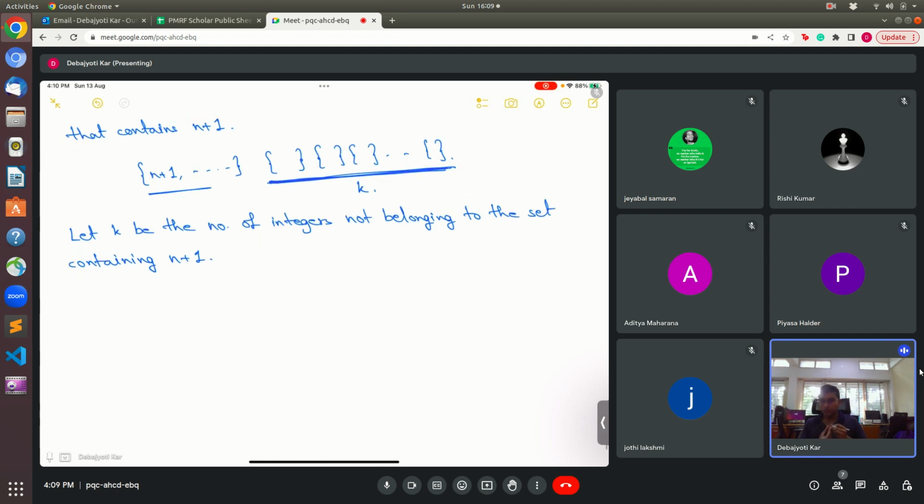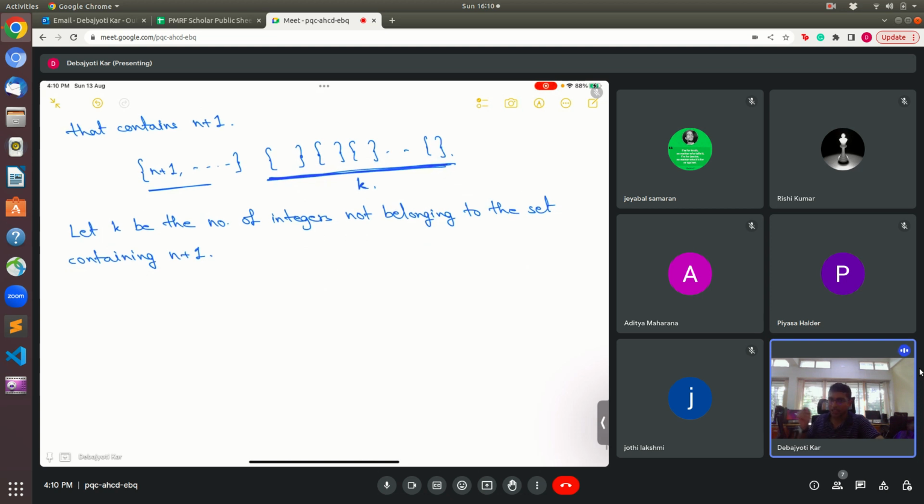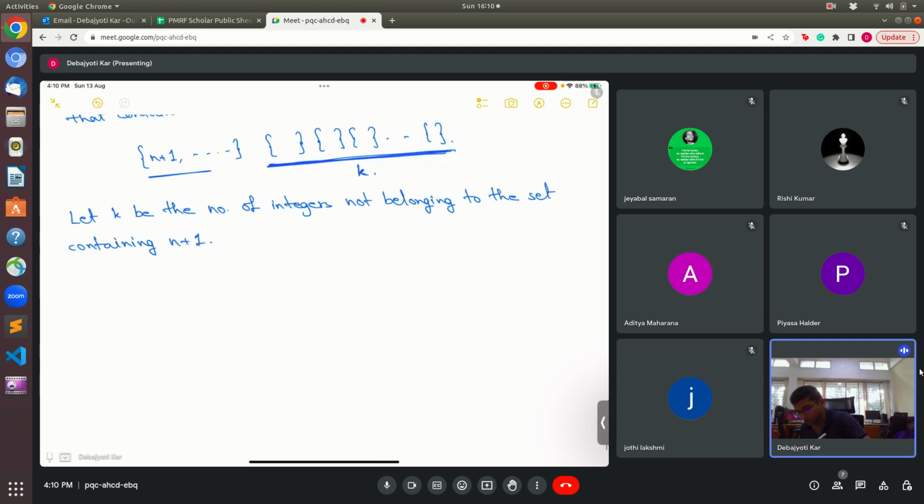So what can we do? First of all, let us select these k integers which will not be with n plus 1. We have the n integers 1, 2, 3 up to n. Out of these n integers, there will be k integers which do not belong to the partition that contains n plus 1. So first of all, let us select these k integers, and that can be done in n choose k ways.